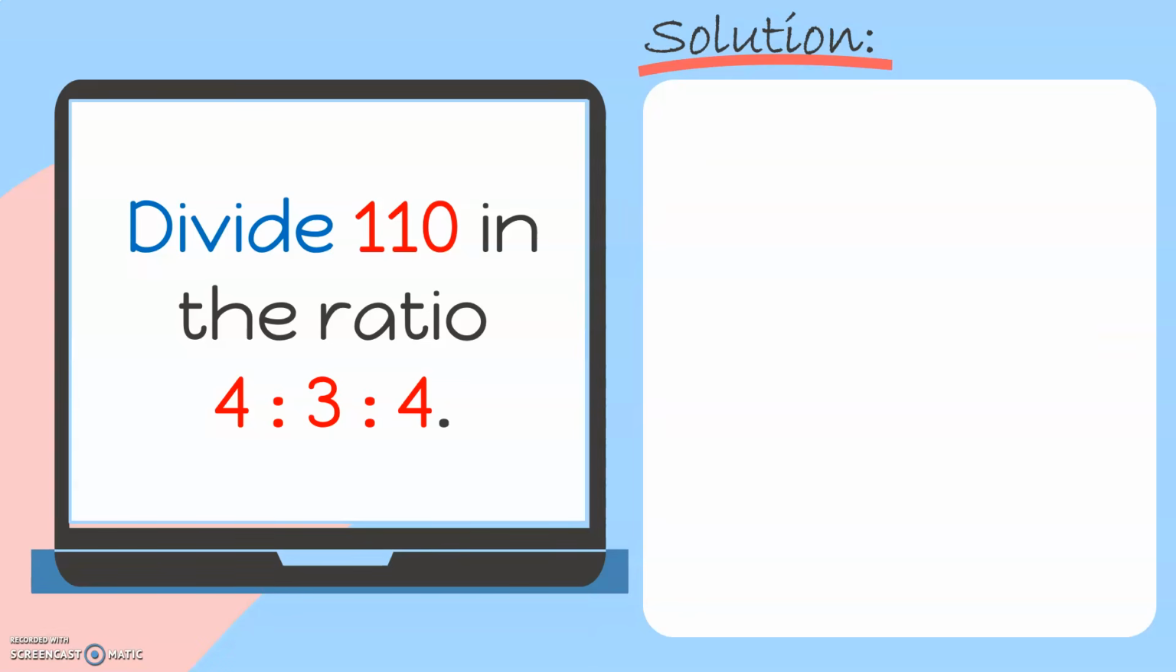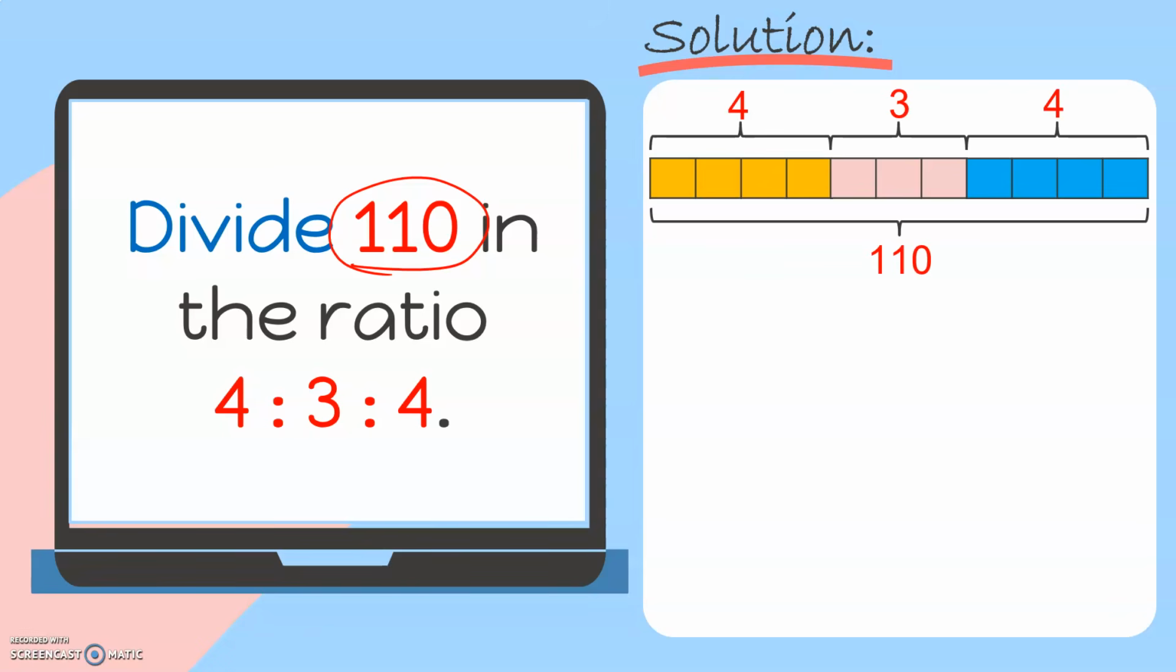Divide 110 in the ratio 4:3:4. This time, our whole is 110 and it will be divided in the ratio 4:3:4. That means we have 4 parts, 3 parts, and another 4 parts. Now for the first step, we will again add all the numbers in the ratio for us to find into how many parts 110 was divided. So that will be 4 plus 3 plus 4, which gives us 11.